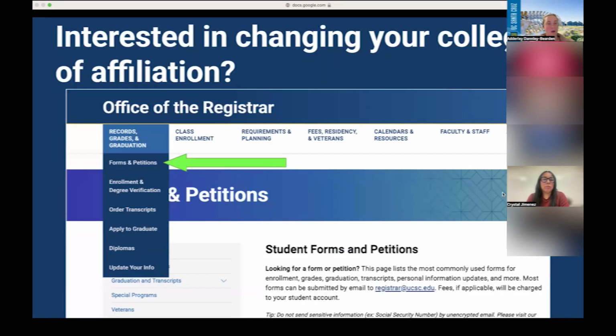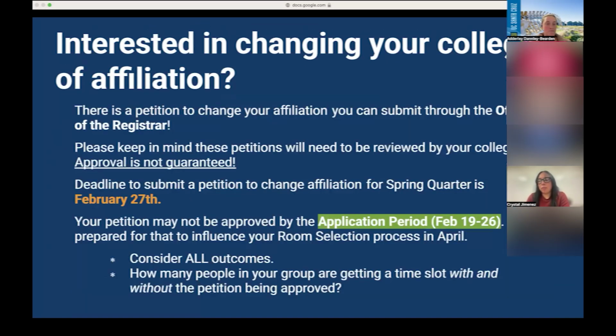So this question comes up a lot. Students are interested in potentially changing their college of affiliation to hopefully apply to that college and potentially get a time slot. There is a process to do that through the Office of the Registrar's website by clicking the Forms and Petitions in the drop-down menu. And you can go through that process of submitting a form, a petition. This does not guarantee that you will be approved for that affiliation change. So please keep that in mind.